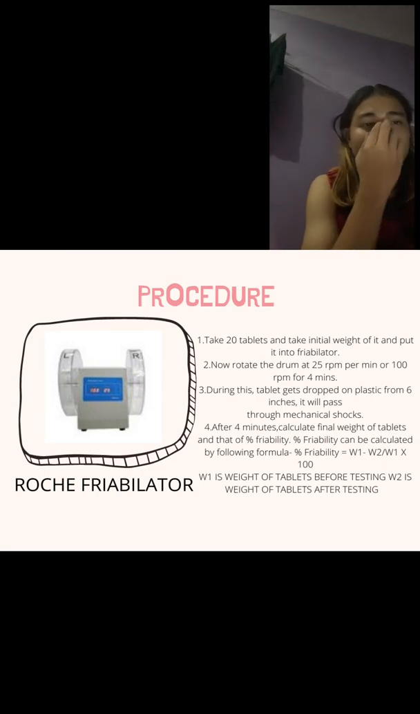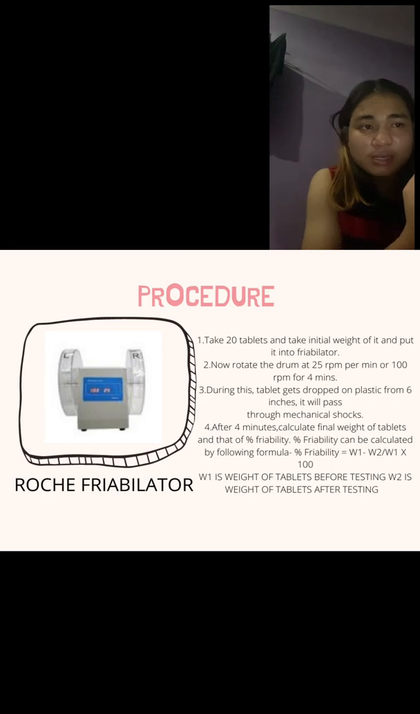So this is the procedure of how to use it. The first step is to take 20 tablets, take the initial weight of them, and put them into the friabilator. Now rotate the drum at 25 rpm for 4 minutes, or 100 rotations. During this, the tablets get dropped onto plastic from 6 inches, so they pass through mechanical shocks. After 4 minutes, calculate the final weight of the tablets and the percent friability.